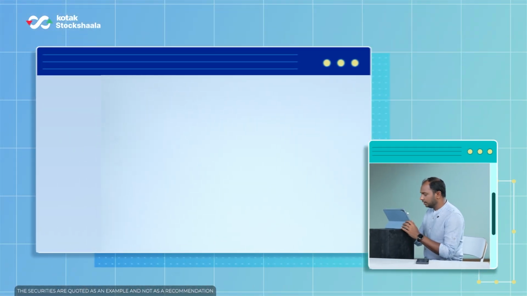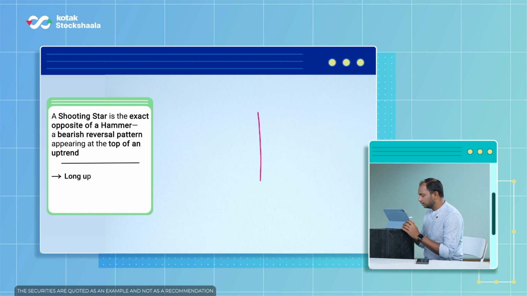A shooting star is exactly opposite of a hammer. It is a bearish reversal pattern that appears at the top of a trend. Now let's understand the structure of a shooting star on the whiteboard. A shooting star is defined by a long shadow at the top and a small body at the bottom. Now let's understand the formation of this specific candle.